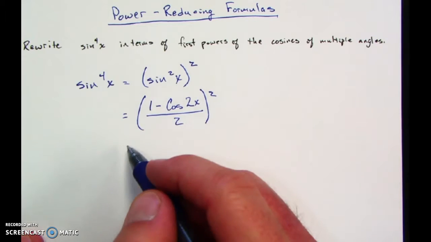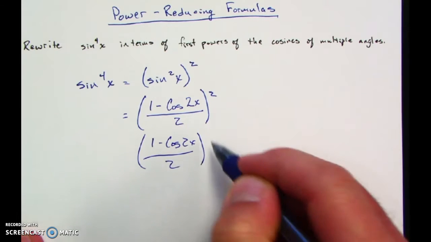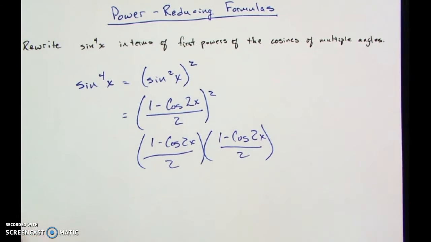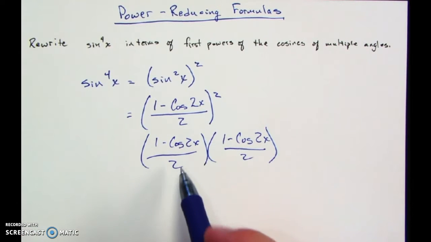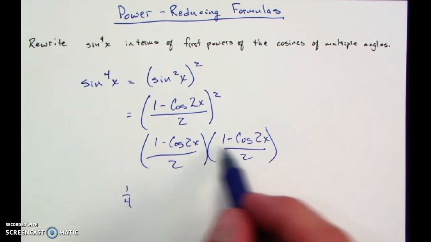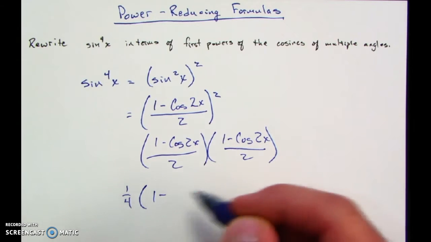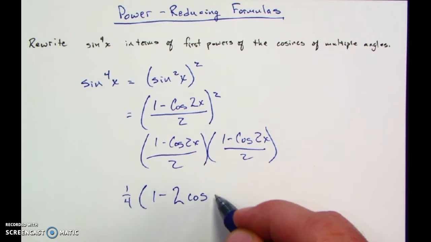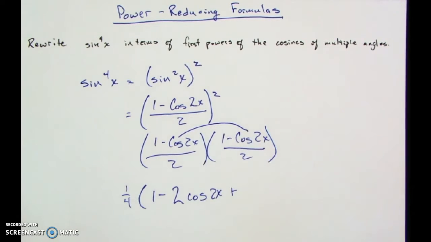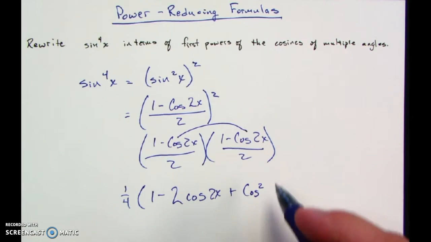We could think of this as our two quantities, 1 minus our cosine 2x over 2 times 1 minus cosine 2x over 2. And now we're going to multiply this. So I would think of that as 1/4 to get rid of the fraction piece. And now we're just going to FOIL the top. That would turn into 1 minus 2 cosine of 2x plus, when we FOIL that piece, we get our cosine squared of 2x.